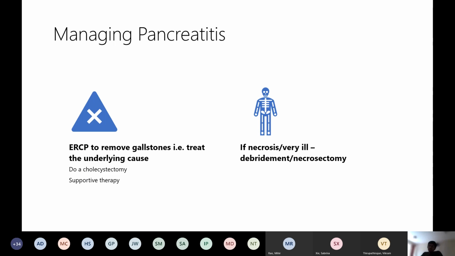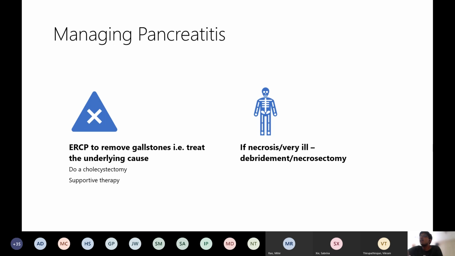How do we manage pancreatitis? Fluids, yes. Supportive management. What else can we do? ERCP. So if we were to put that in an umbrella, we'd treat the underlying cause. And remember that any patient who has acute pancreatitis, which, as I said, is a very serious condition, needs a cholecystectomy down the line because you do not want that happening to them again. So you can't really do very much acutely, but in the future you want to prevent it from happening again. Okay.